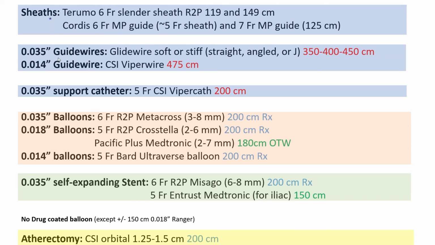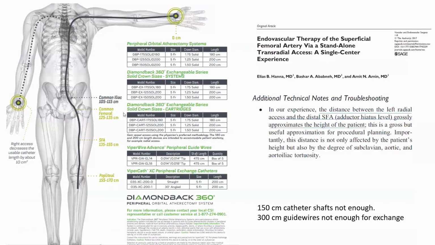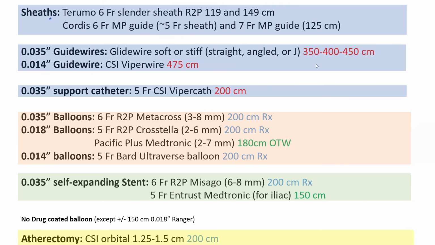Now, you need very long wire. The 300 centimeter that we consider long wire is not good enough when you're doing exchanges from a radial access. So Terumo has manufactured special wire, 350, 400, 450 centimeter glide wire, soft or stiff, straight or angle or J. Now for 014-inch, the only wire that comes long is the Viper wire, 475 centimeters, by the orbital atherectomy CSI company.